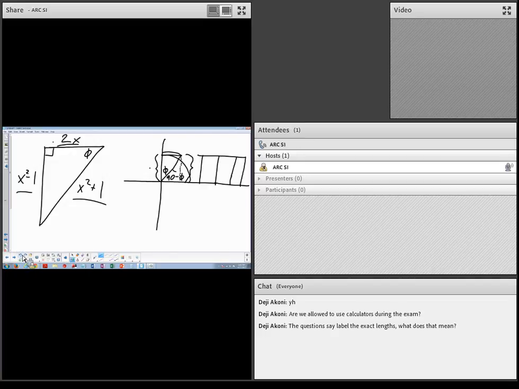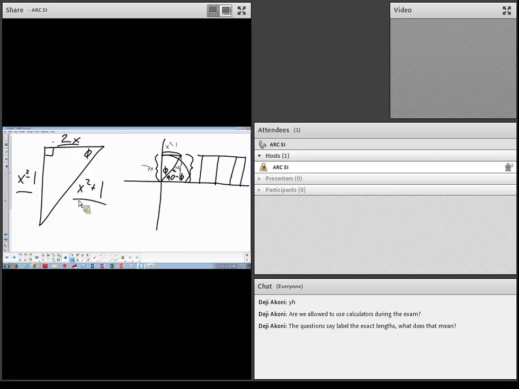So it's minus 1? I don't know. This is x squared plus 1, because that's the hypotenuse, and then the opposite from phi is x squared minus 1. And then this one is 2x. Cosine of this, right? No, sorry. Wait, okay, so you're doing the sine.